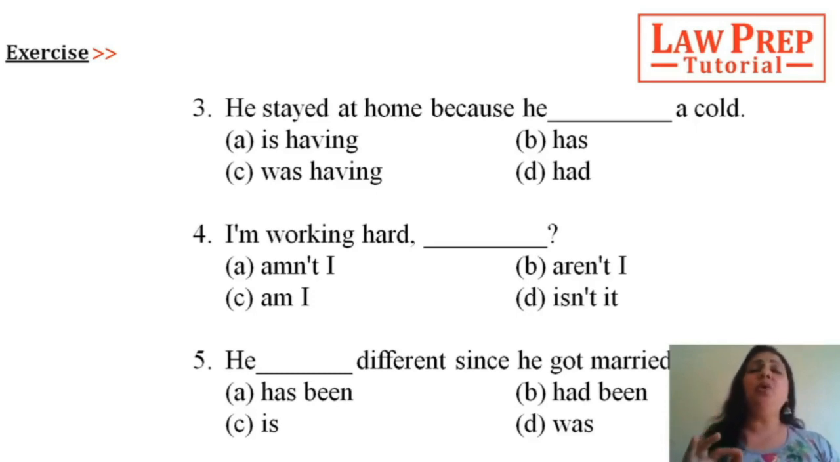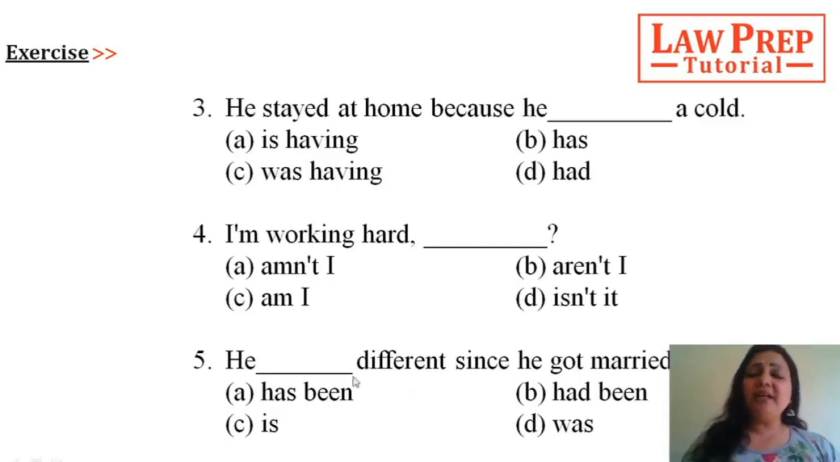But this rule is specially an exceptional rule. We have the rule that is present perfect plus since plus simple past. Please note the rule. What is the rule? Present perfect plus since plus simple past. So since he got married, we will have it in present perfect. What would be the answer in present perfect? He has been different since he got married.